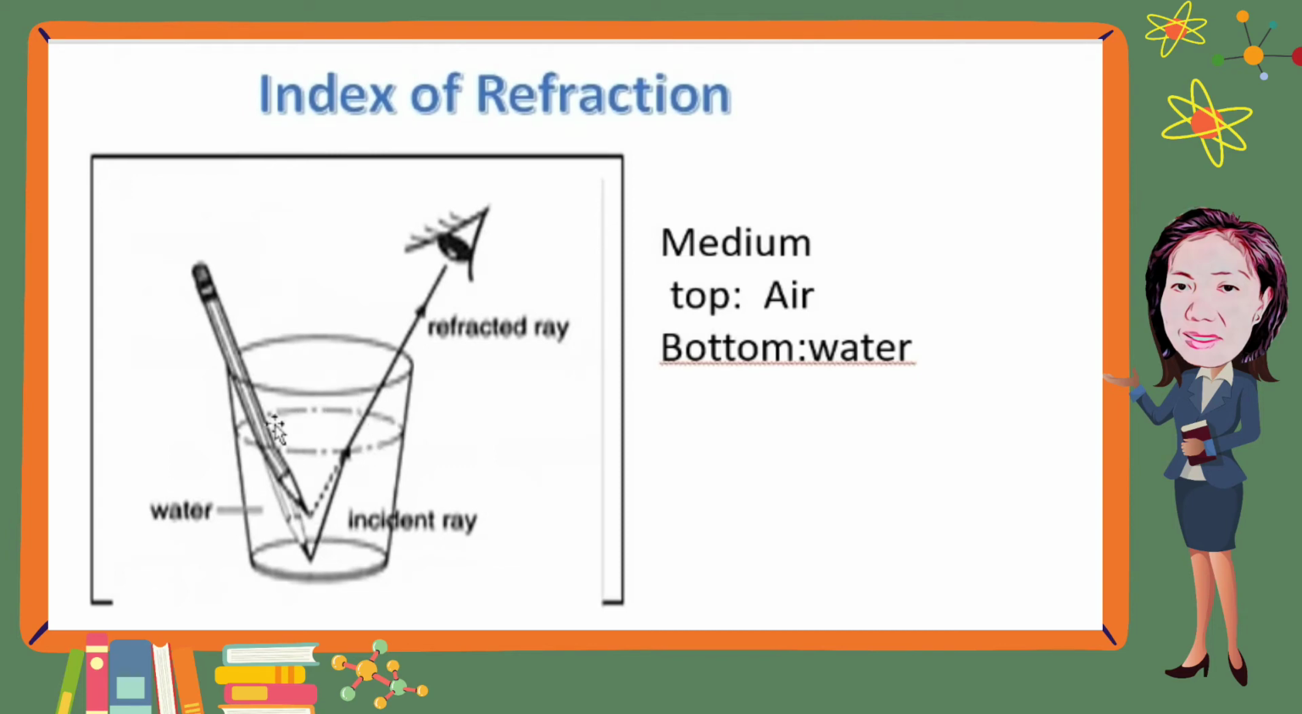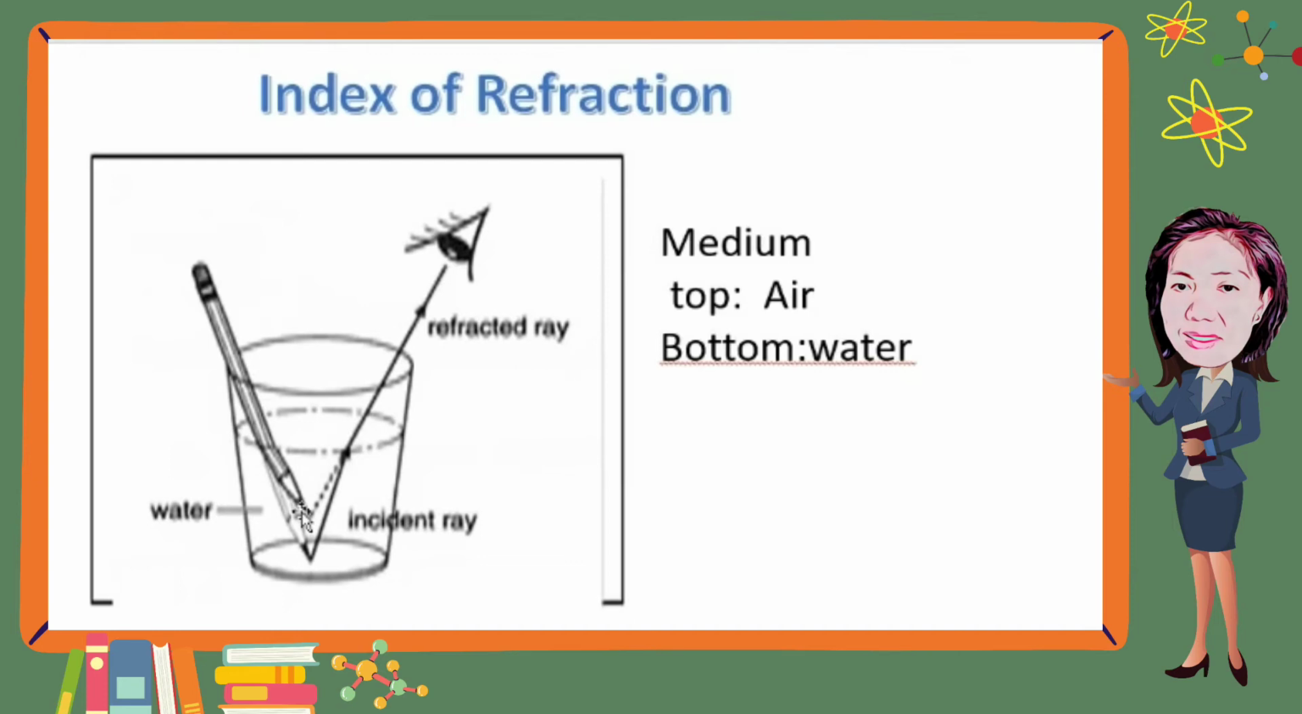Ang first medium dito is yung air. And then, the light passes through the water. So, from air to water, there are 2 media. So, meaning the light travels in 2 media, from air to water. So, kaya mapansin natin na parang broken ang pencil because light refracts. Yun ang reason bakit broken pencil ang tingin natin.